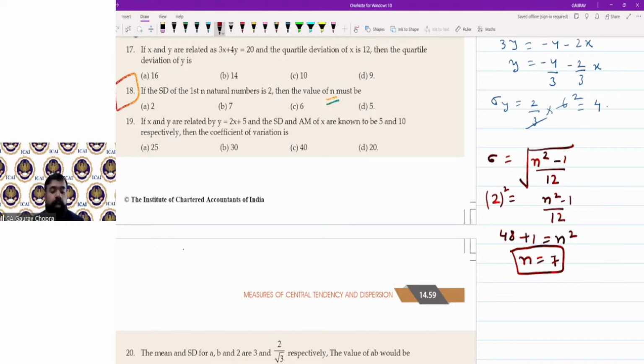Now, the next one, 19. X and Y are related by this equation. The standard deviation and arithmetic mean of X are known to be 5 and 10 respectively. Then what is the coefficient of variation? So here we have to simply calculate the coefficient of variation. The formula is easy: standard deviation upon mean multiplied by 100. So come on, try everyone and get the answer.